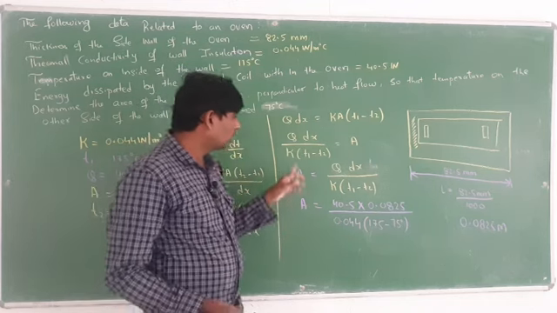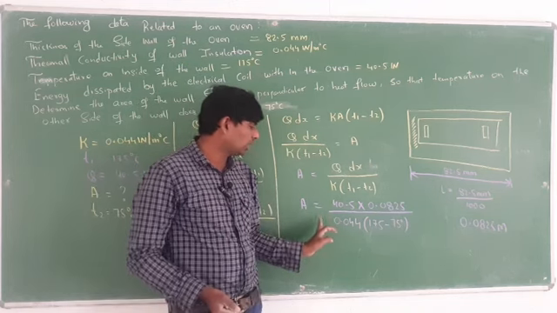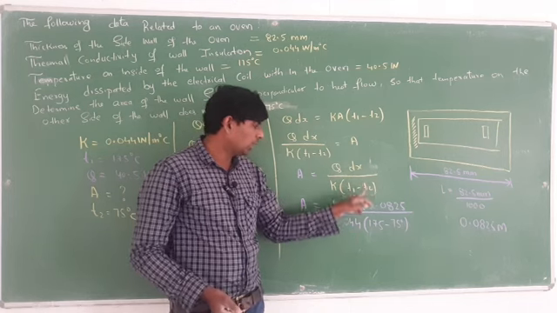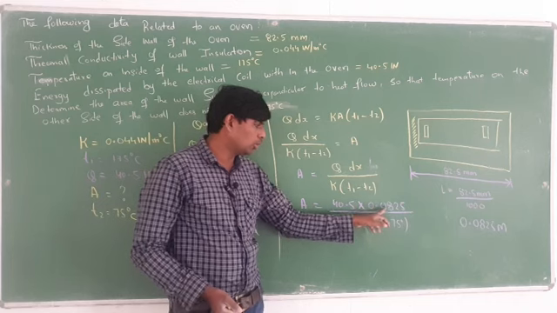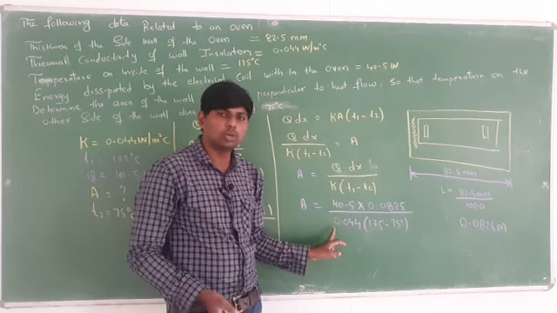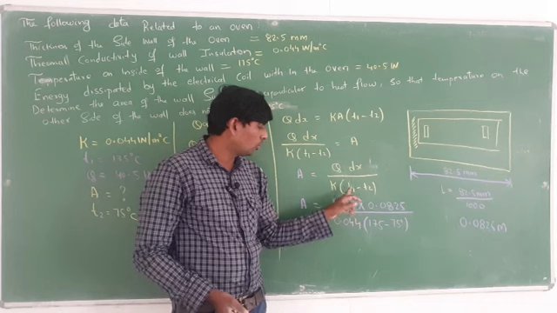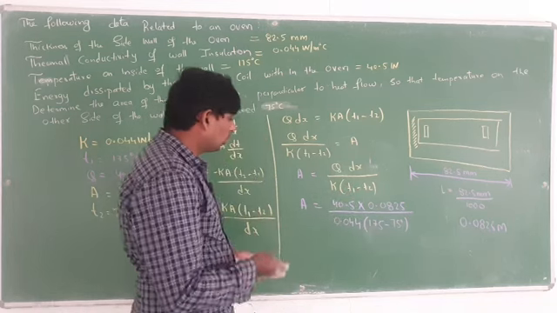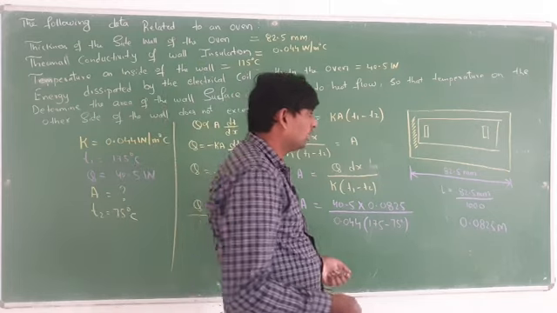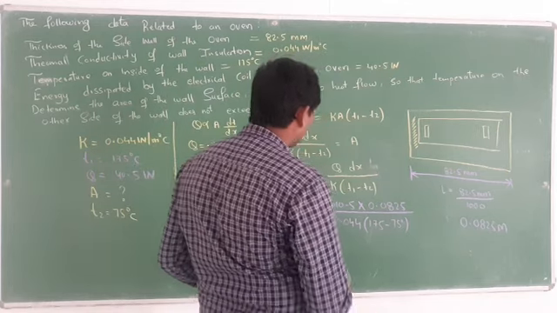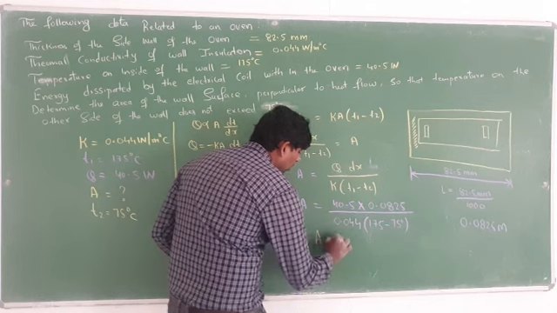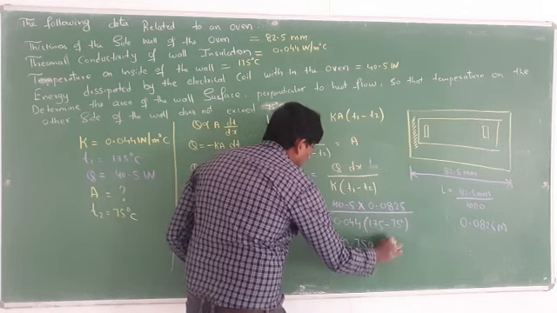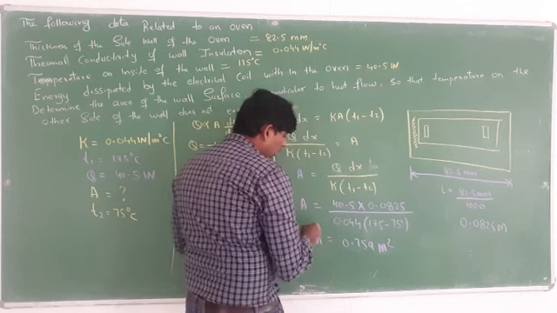For finding the area, go for cross multiplication, separate the A. The remaining Q value is given as 40.5, dx value is given as 0.0825, and k value is given as 0.044. T1 value is given as 175, and T2 value is given as well. If you solve with the help of a calculator, you will get A is equal to 0.759. The unit is meter square.